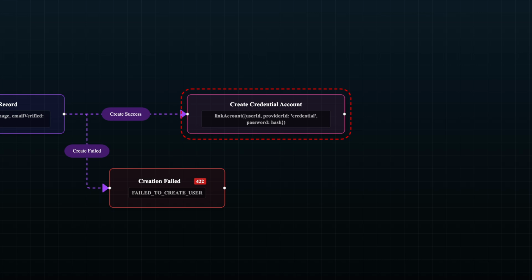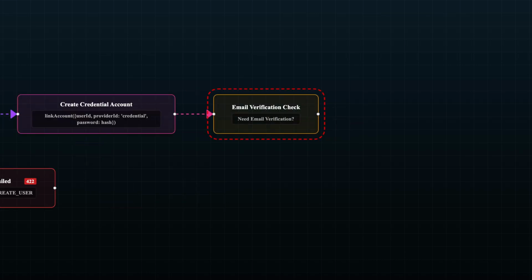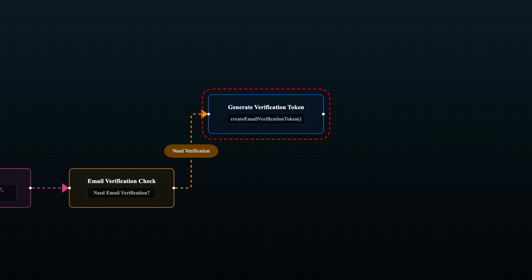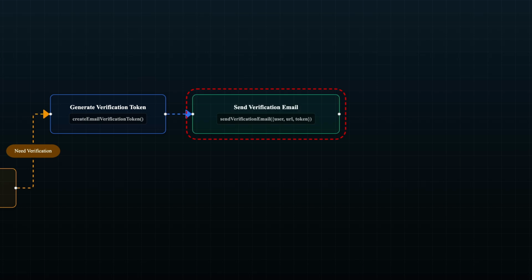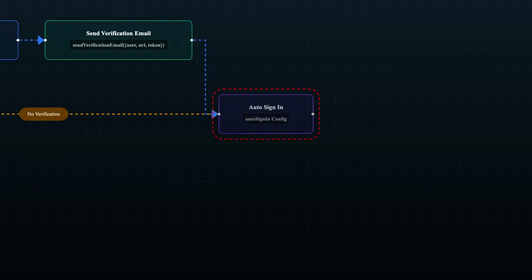Here's where email verification comes into play. The system checks if email verification is required based on your configuration. If needed, it generates a secure verification token and sends a verification email to the user. The auto sign-in configuration determines what happens next.